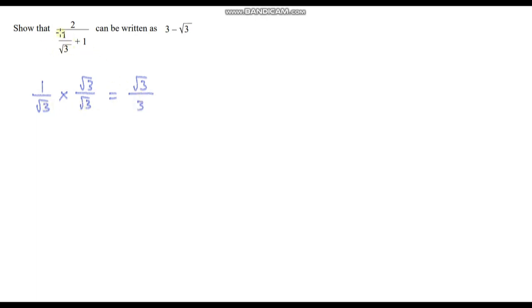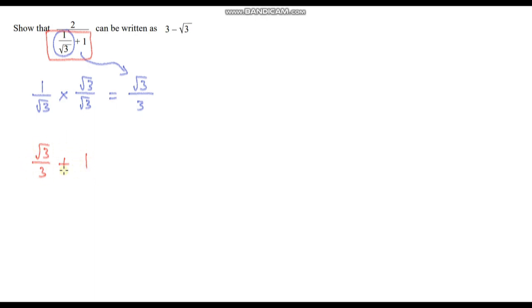So now, instead of writing 1 over root 3, we can just replace this. Let me just circle it. We can replace that with root 3 over 3, sorry. Now let's focus on the whole of the denominator. I'm just going to box that in red and write this out. Instead of 1 over root 3, now we've got root 3 over 3 plus 1.